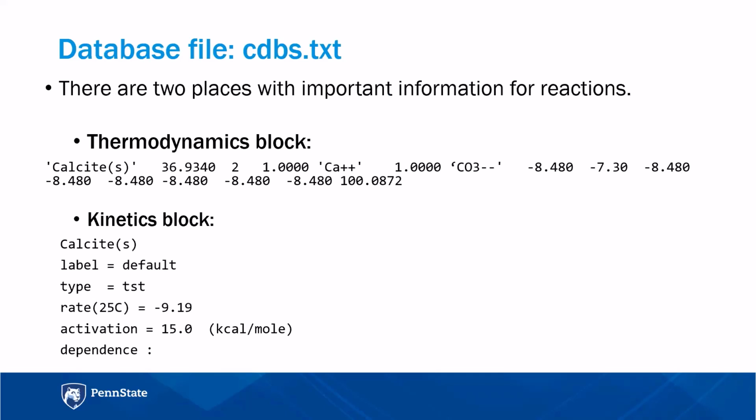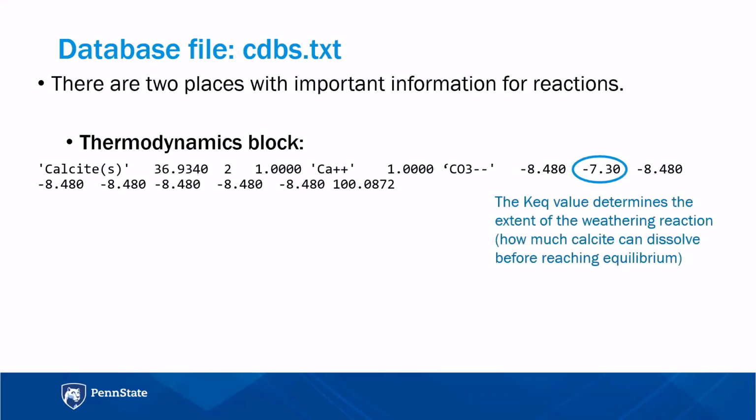In the database, there are two places with important information for reactions: the thermodynamics block and the kinetics block. Starting with the thermodynamics block, this line is shown for calcite and was taken directly from the database. This line contains the reaction equation, stoichiometry, molar volume of the mineral, equilibrium constants, and the molecular weight of the mineral.